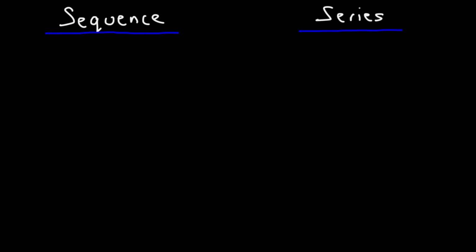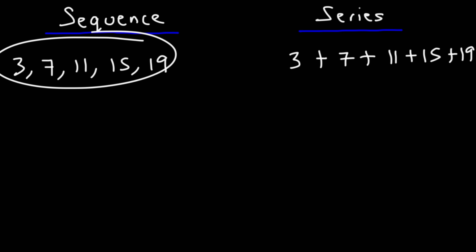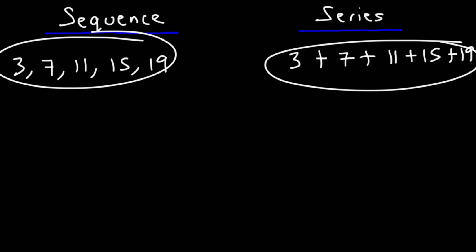Now, what is the difference between a sequence and a series? I'm sure you heard of these two terms before, but what is the difference between them? Now, we've already considered what an arithmetic sequence is. A sequence is basically a list of numbers. So that's a sequence. A series is the sum of the numbers in a sequence. So this here is an arithmetic sequence. This is an arithmetic series because it's the sum of an arithmetic sequence.